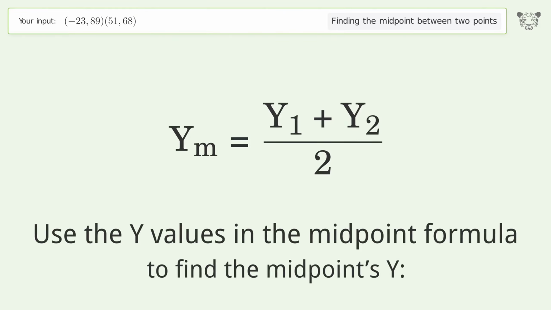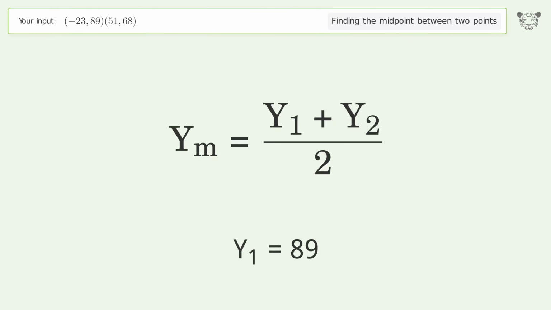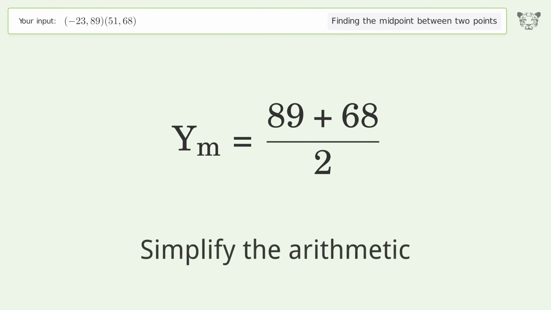Use the y values in the midpoint formula to find the midpoint's y. y1 equals 89. y2 equals 68. Simplify the arithmetic.